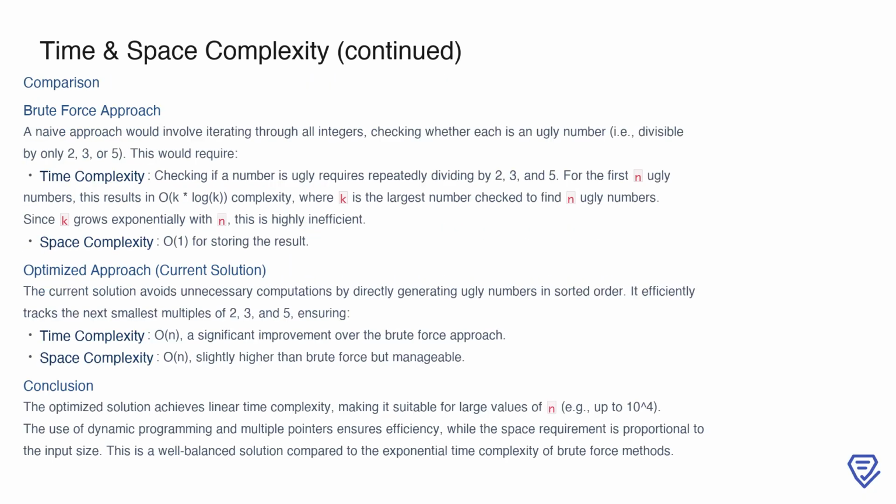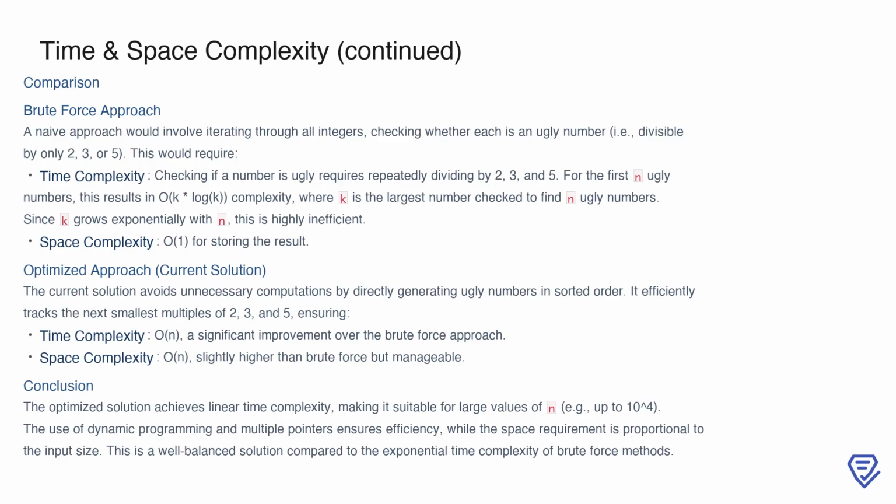Let's compare this optimized approach to a brute force method. A naive solution would involve iterating through all integers and checking if each one is an ugly number by repeatedly dividing it by 2, 3, and 5. This process is computationally expensive. To find the first n ugly numbers, the total time complexity would be O(k log k), where k is the largest number checked. Since k grows exponentially with n, this approach becomes highly inefficient. However, its space complexity is minimal at O(1), as it only stores the result.